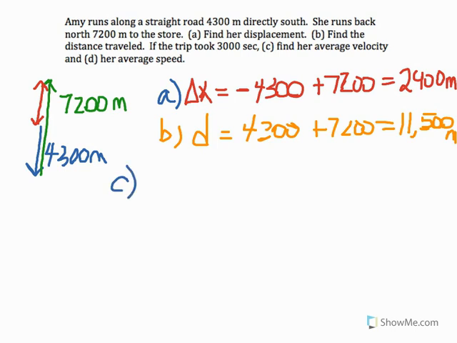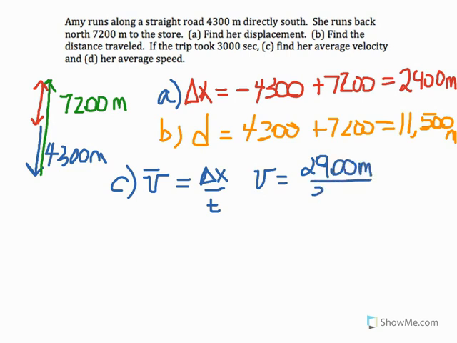All right, now for part C, it says, if the trip took 3,000 seconds, find her average velocity. By definition, we said that average velocity equals the displacement divided by time. That means her average velocity is going to equal the 2,900 meters divided by our 3,000 seconds, and that's going to give us an average velocity of 0.967, and we can't forget units, so that's going to be meters per second.